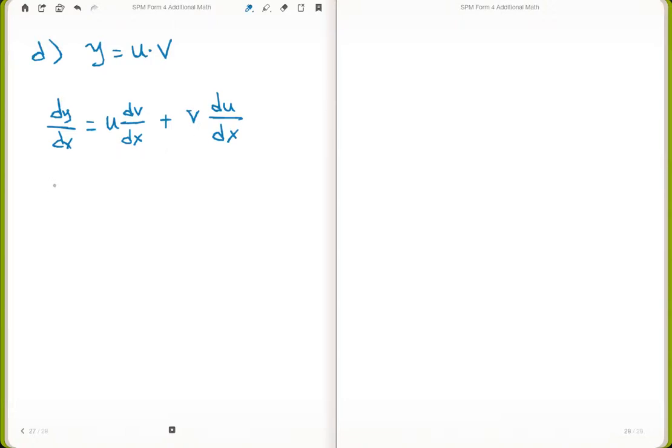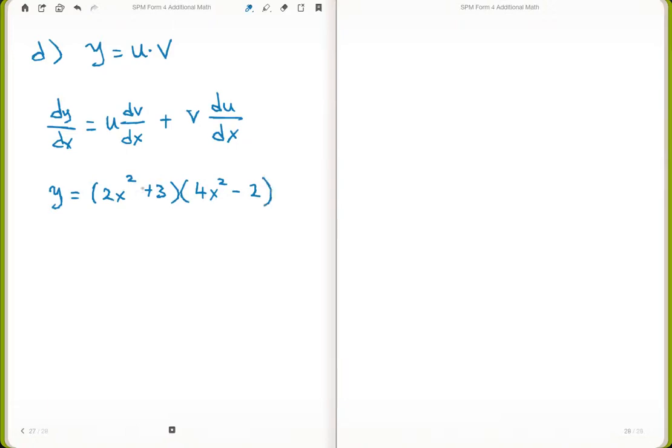Example, we have u and v. We have a function y equals 2x squared plus 3 times 4x squared minus 2. You may, of course, it's a very simple equation.